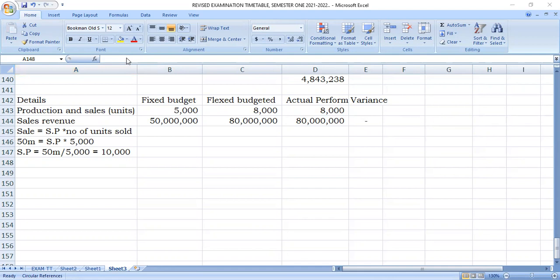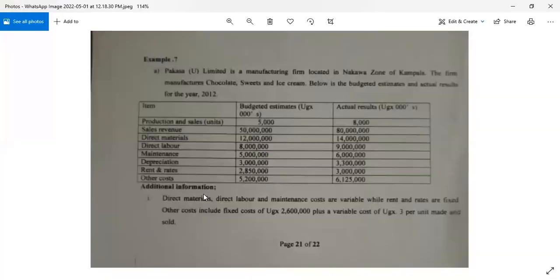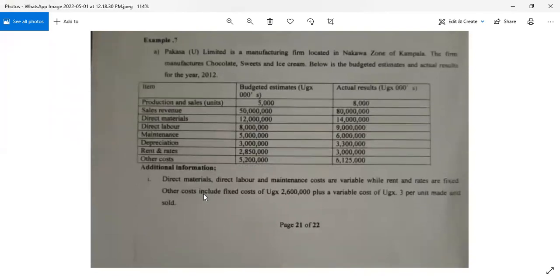So let's go to the information. Like I said, always deal with the information first. Otherwise, you will adjust an item, then they tell you later in additional information that it's totally different. So direct materials was given additional information. They say that direct material costs are variable. Once they say variable, what you have done for selling price or for sales, it's the same thing you do.